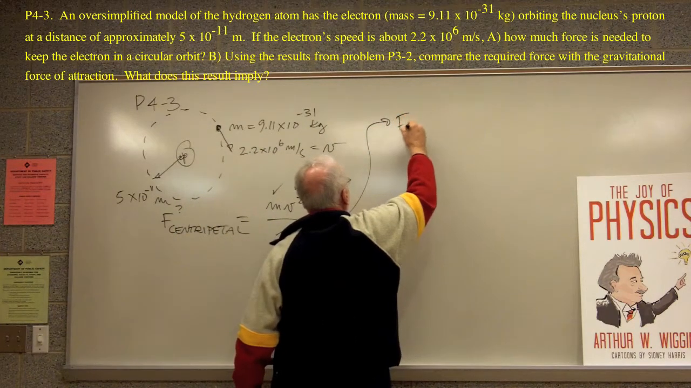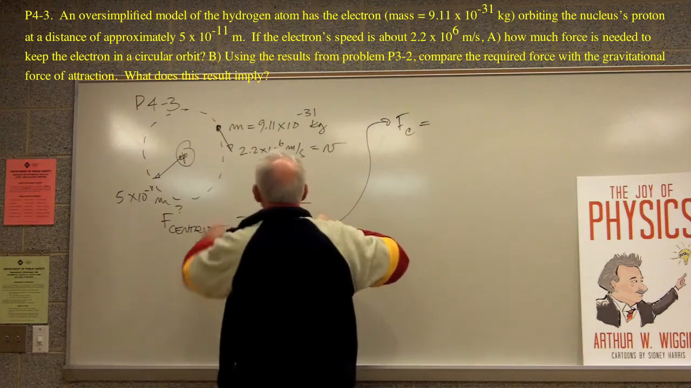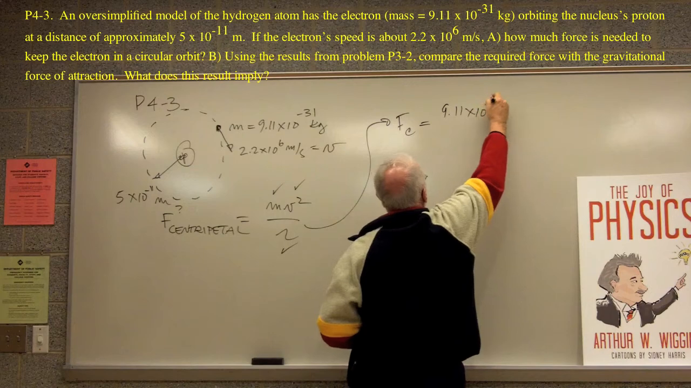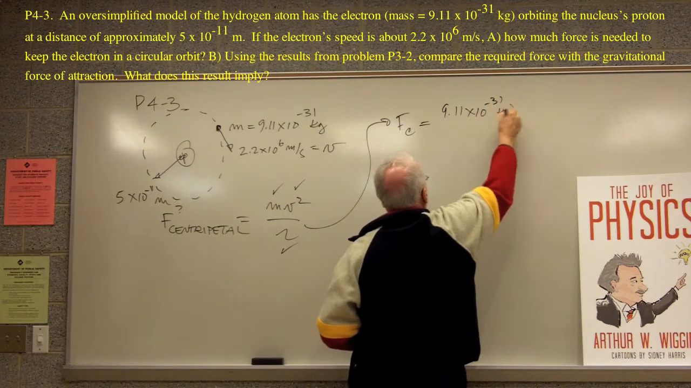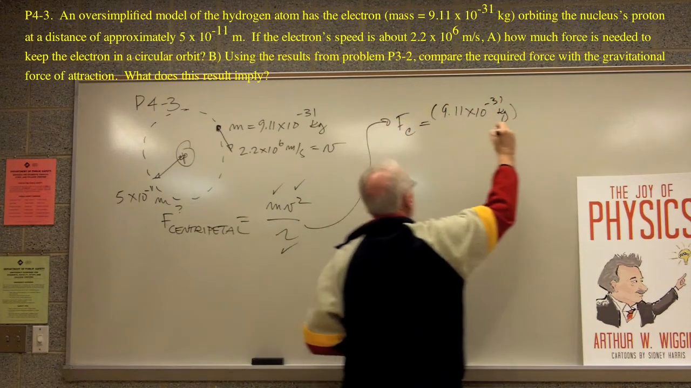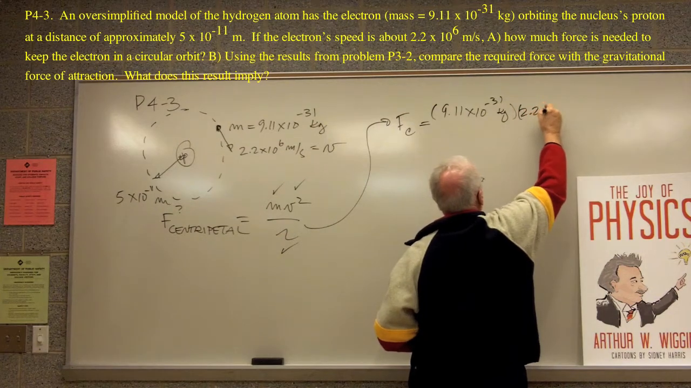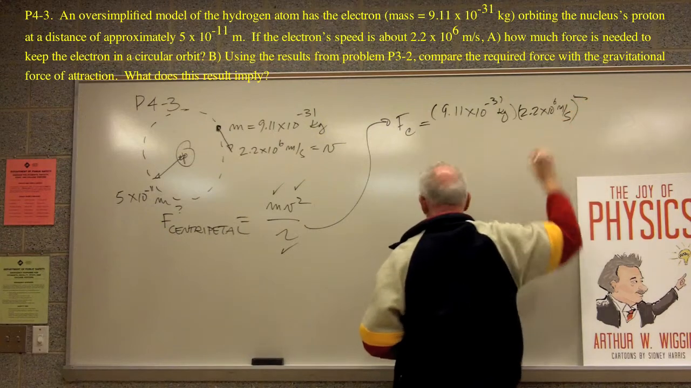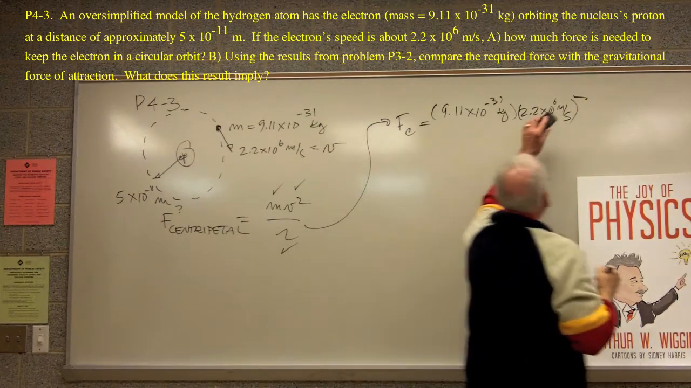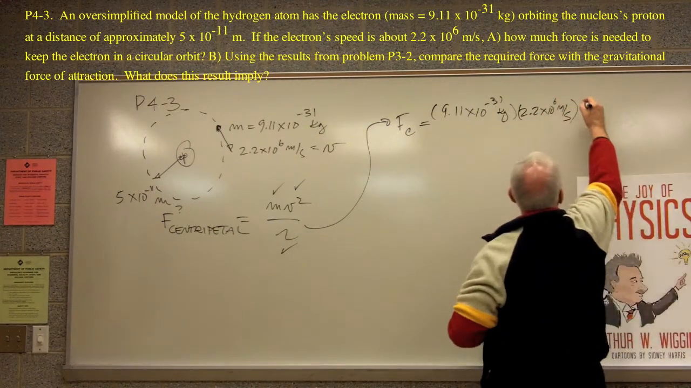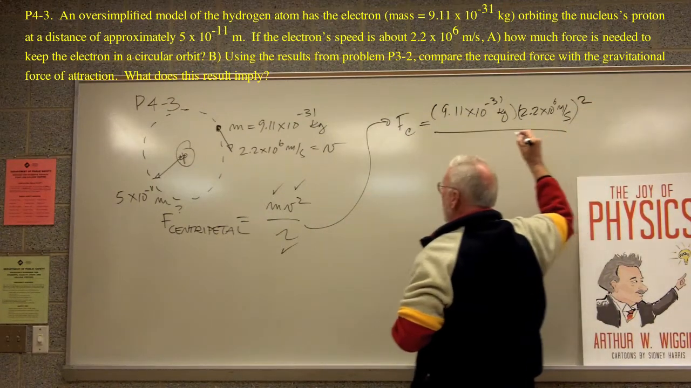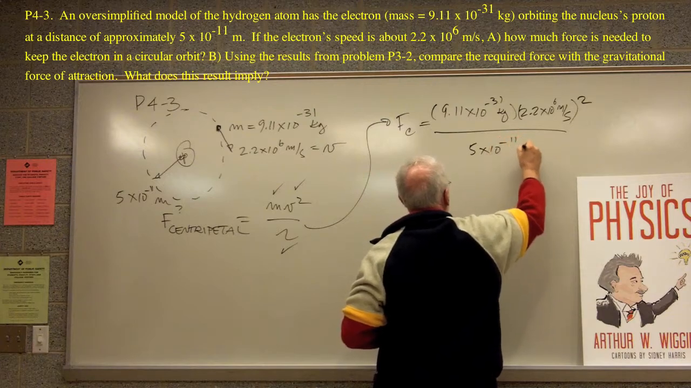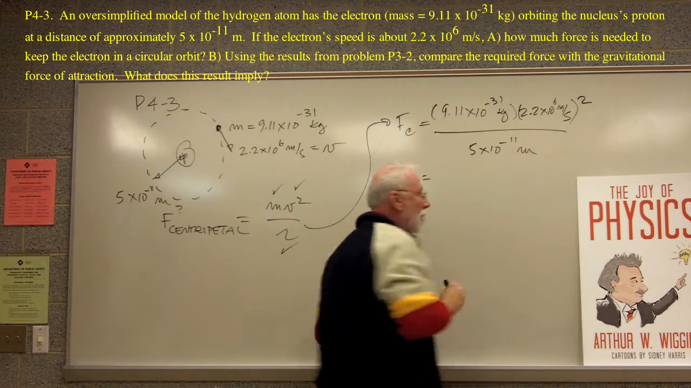F centripetal is M, which is 9.11 times 10 to the minus 31 kilograms, times V, which is 2.2 times 10 to the 6 meters per second. That has to be squared. And divide that by R, 5 times 10 to the minus 11 meters. Great. We know all that stuff.